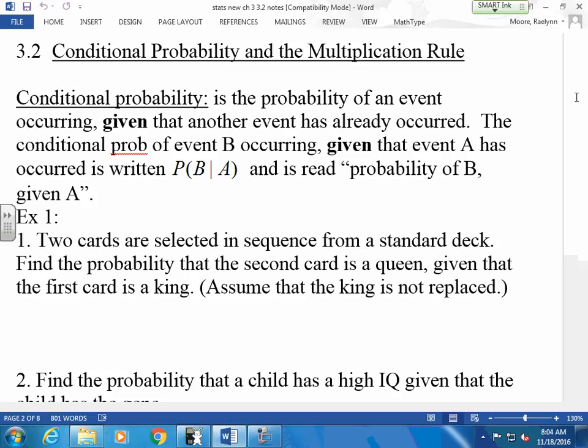The probability of event B occurring given event A has already happened is written like this. This is the given line. This is tricky. And we read it like this: the probability of B occurring given A has occurred. So, which one is dependent, B or A? B is dependent on A. A is independent. A does whatever A wants to.